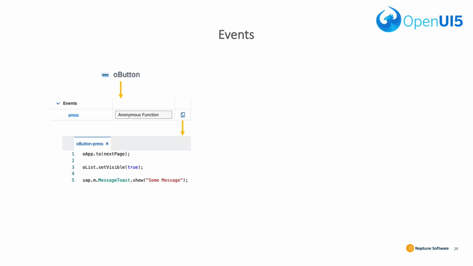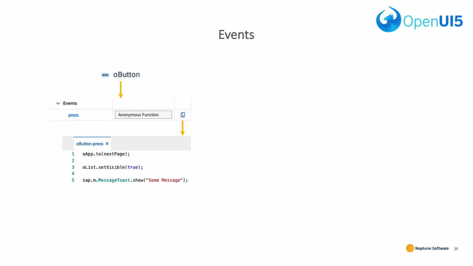Next, let's learn about events. Lots of the components within the UI5 library have events. For example, a button component has a press event, and within the event you can write any JavaScript functionality that you want. That will be run every time the button is pressed. In this example, the button sends the app to the next page, sets a list's visibility property to true, and then shows a message on the screen.